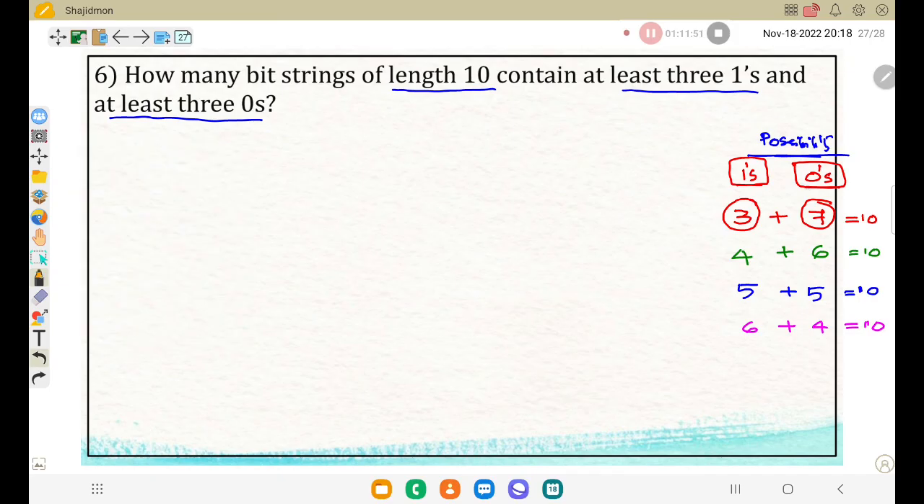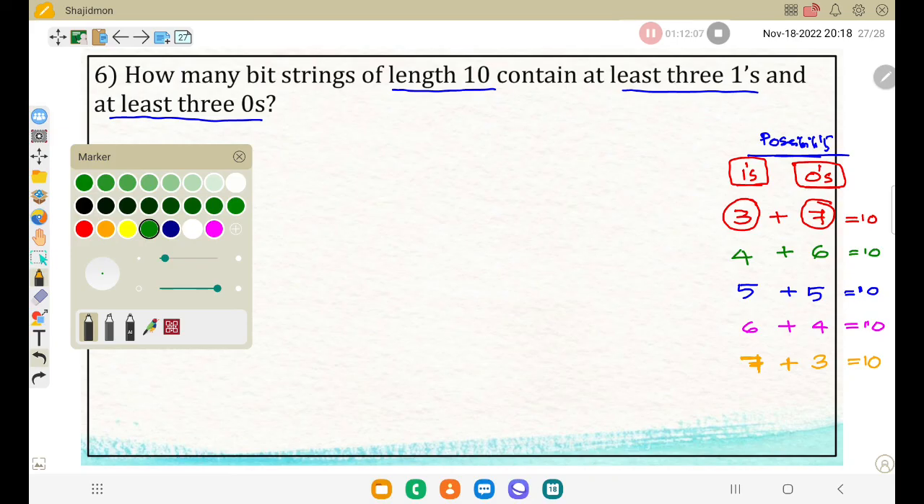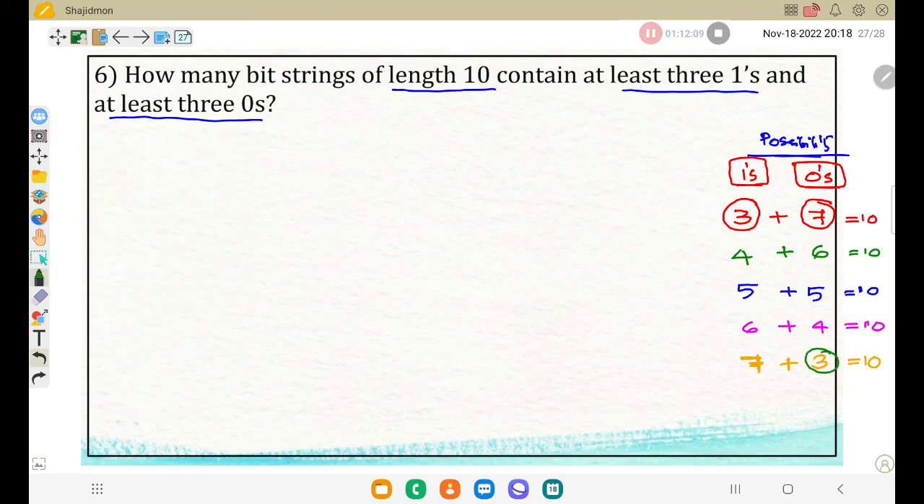Lastly, the next option is 7 ones plus 3 zeros, that also gives 10, correct. Keep in mind, when we are selecting minimum 3 for both numbers, less than 3 is not possible. For example, 8 and 2, is it possible? No, because here 2, the minimum should be 3. So these are the options available: 3 7, 4 6, 5 5, 6 4, 7 3.